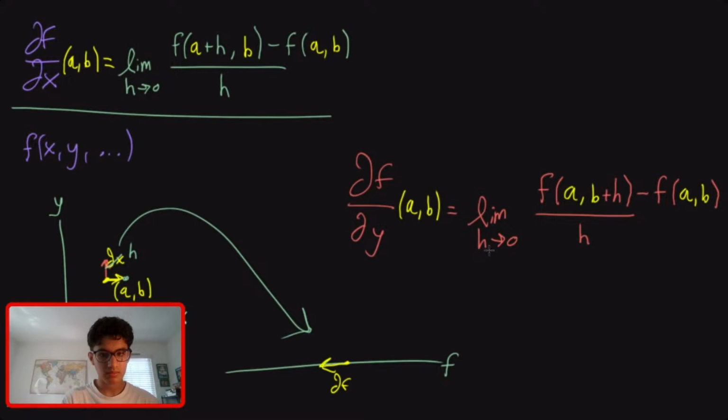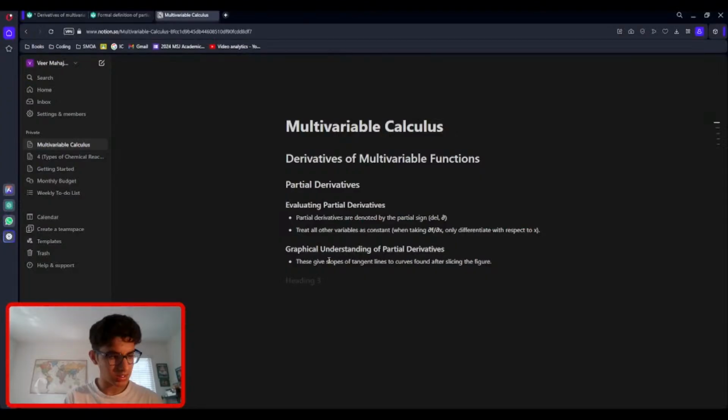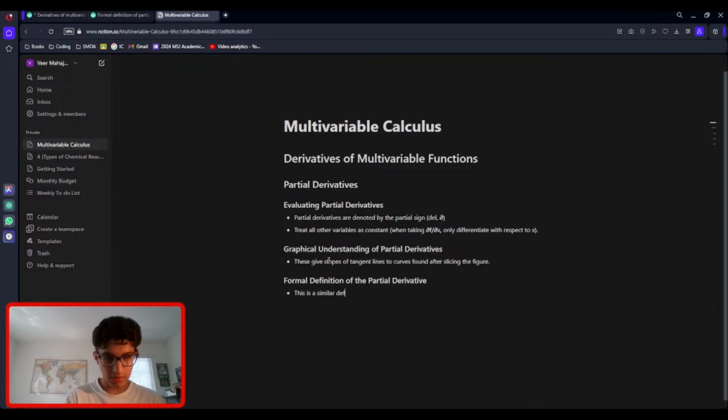Okay, I take back what I said. I will actually write a small amount about this in case it's ever needed. So, formal definition of the partial derivative. Basically, this is a similar definition as the normal derivative, but it takes into account the additional input, and there could be more separate inputs. Okay, that seems good.